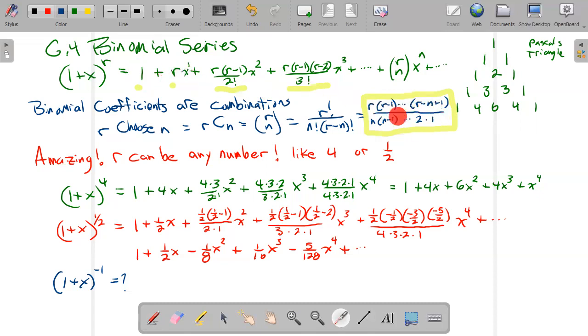The next version of this right here would be r. The next version for n equals 2 would be r times (r minus 1) over 2 factorial. Then r times (r minus 1) times (r minus 2) over 3 factorial. Guess what the next one's going to be? It's going to be r times (r minus 1) times (r minus 2) times (r minus 3) over 4 factorial. And you just keep going until you're done.